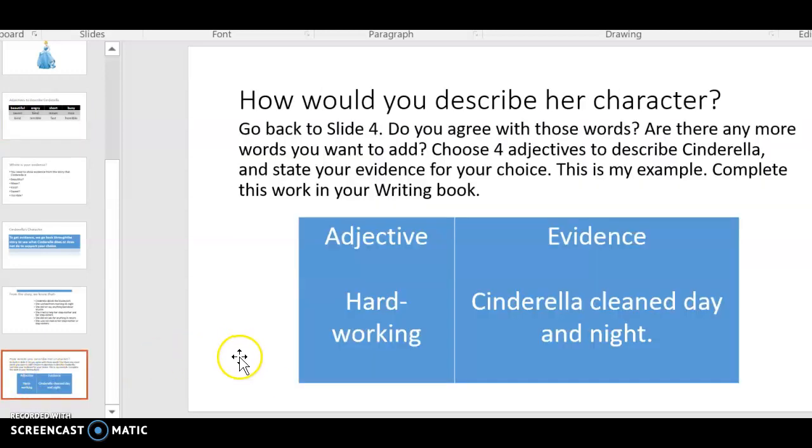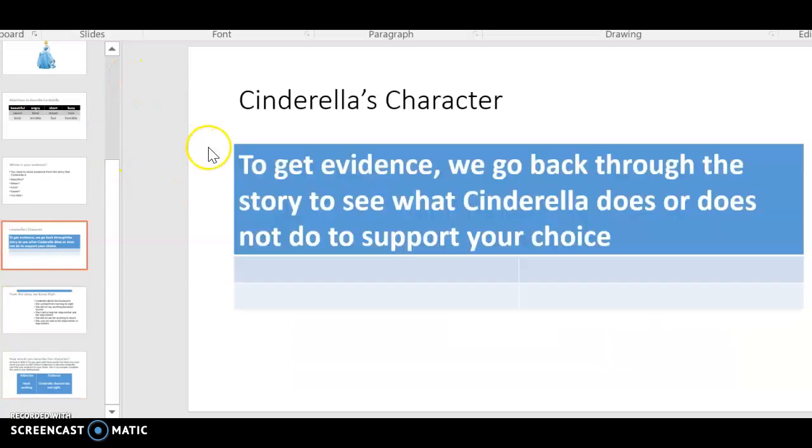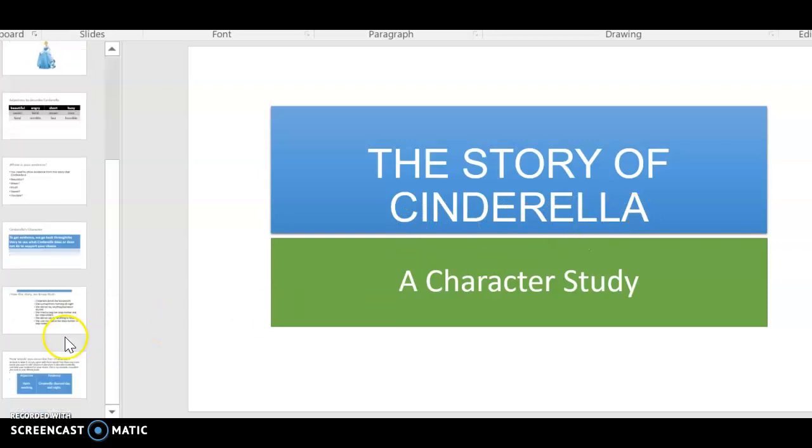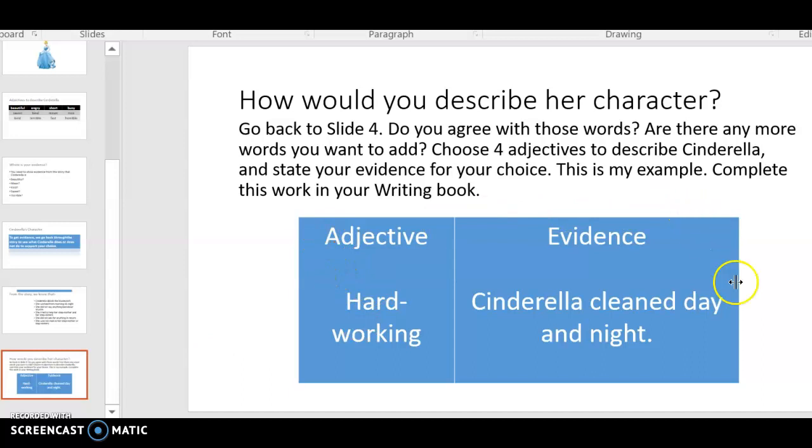So that is your task, to get your writing book out. Write Cinderella as your title. That's in the very first one, Cinderella. And then set your work out like this. You need 4 adjectives to describe Cinderella and state your evidence for your choice. And then you upload it to Seesaw. Now this is part 1. There is a part 2 as well. So start off with this one.